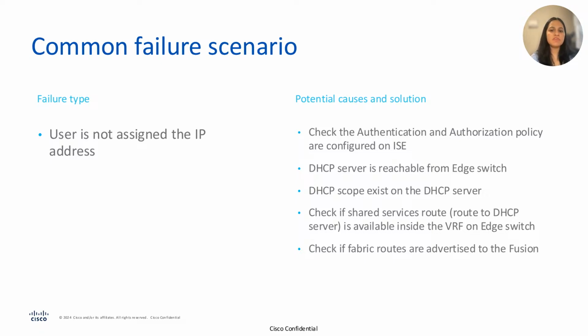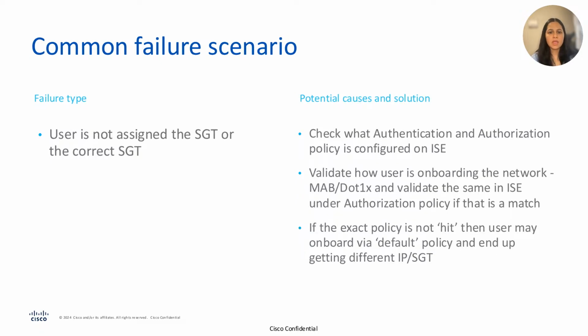Now, in SDA, the fabric routes are distributed to shared services by border routers. So this is how the return traffic will be successful. So these are some of the common failure points why a user might not be getting an IP address.